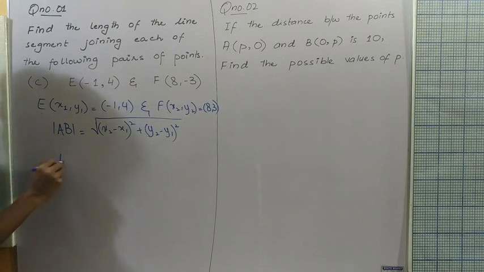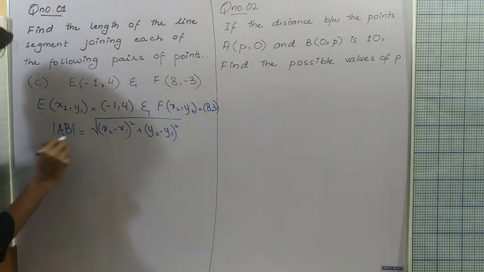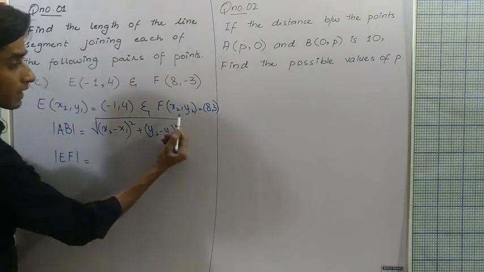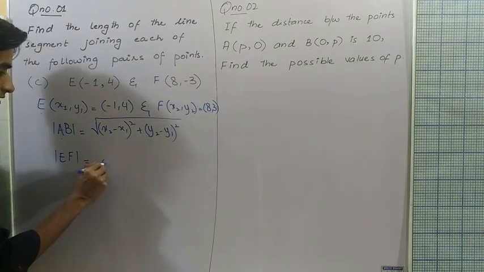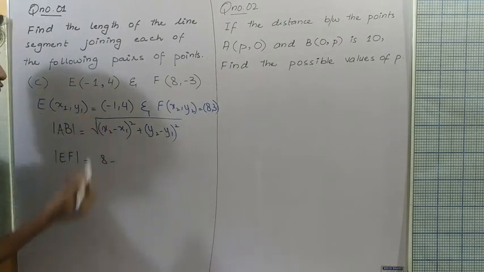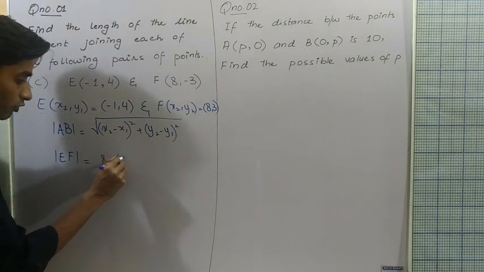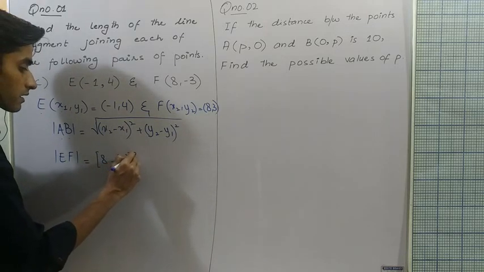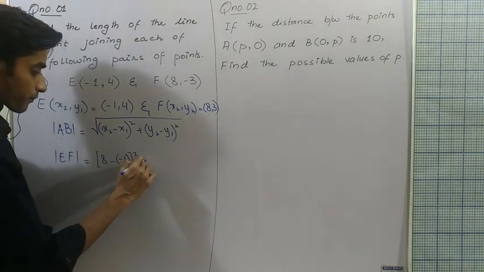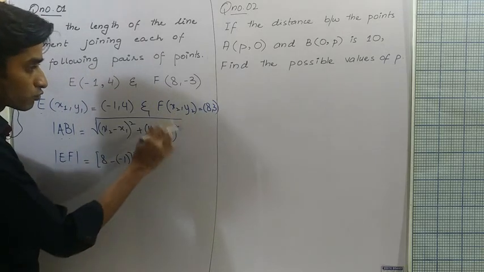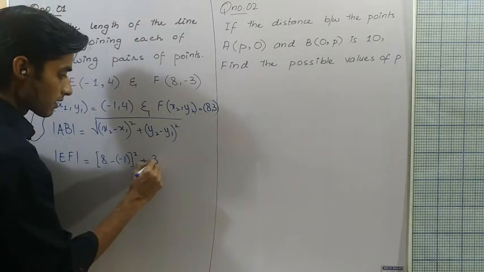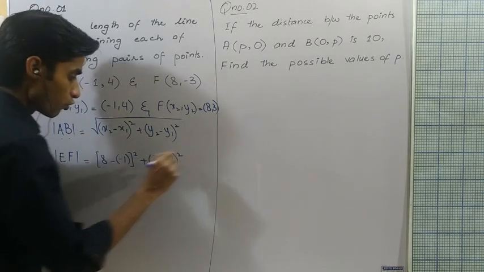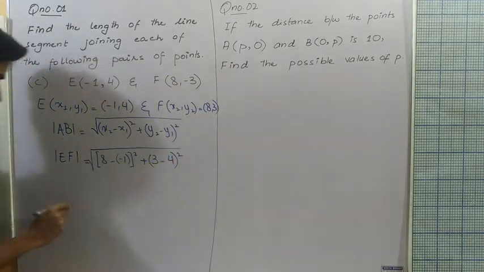So the first point is E, I'll replace A with E. The second point is F, I'll replace B with F. So the length of the line segment is EF. The value of x2 is 8 minus the value of x1, which is -1. Since I cannot put two signs together, I am writing this negative sign in a bracket, and then I'll leave the bracket with a square. Plus y2, the value of y2 is 3, minus y1 which is 4. So I'll write 3 minus 4, and then whole is squared, with a square root over both these values.